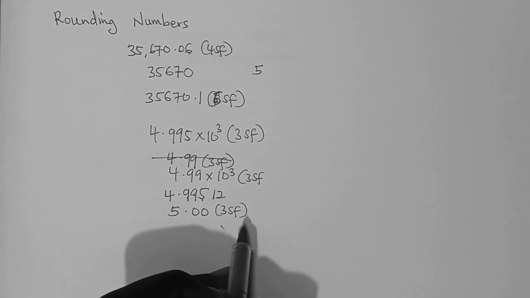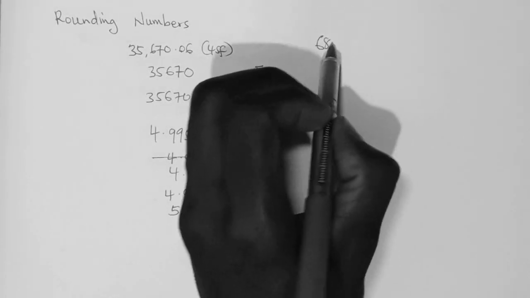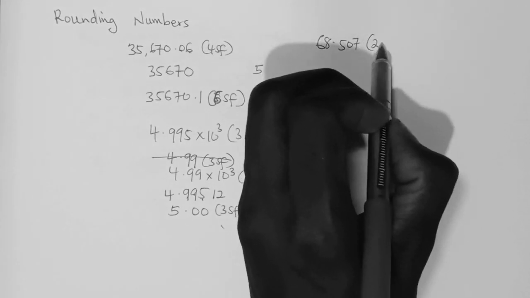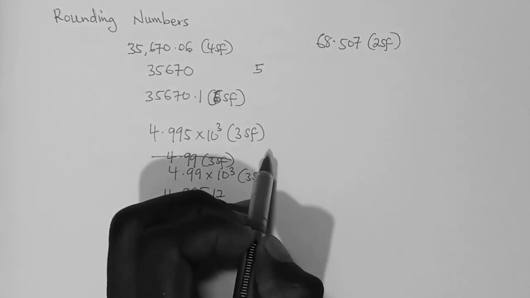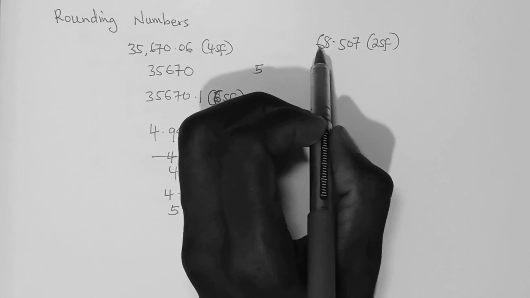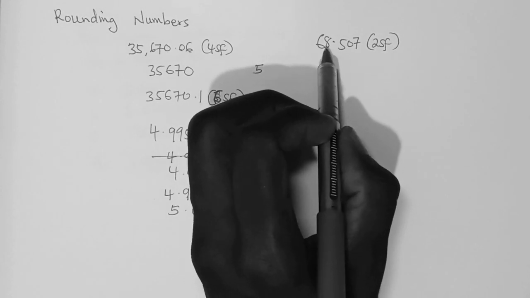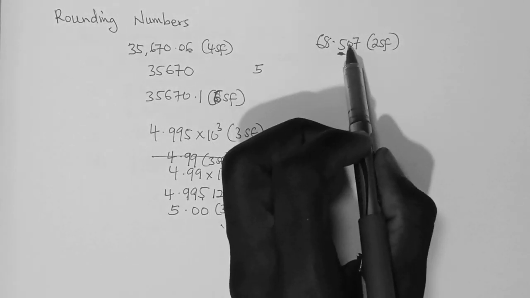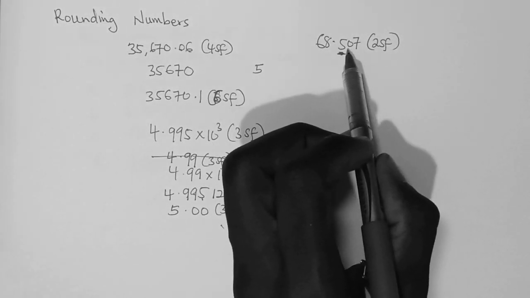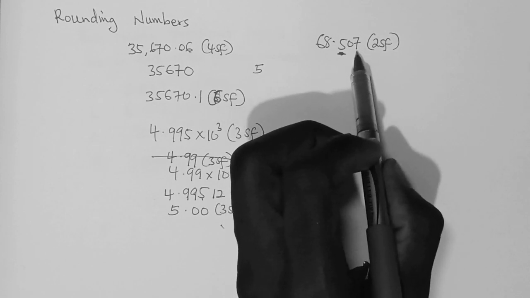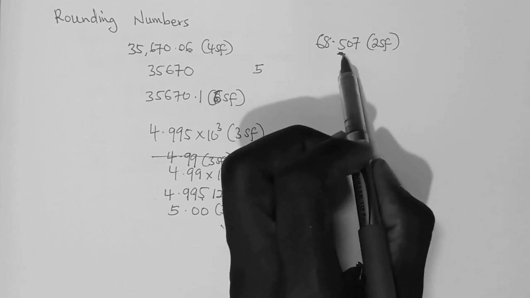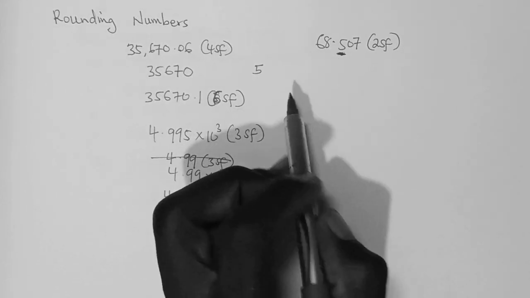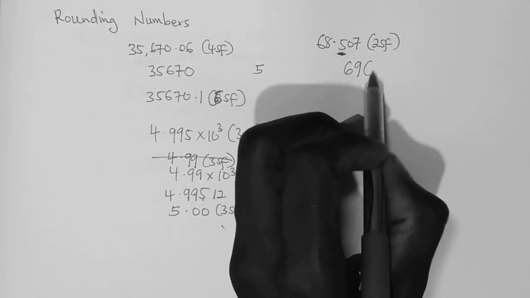Now let's round the number 68.507 in 2 significant figures. What will we get? So 2 significant figures is going to be 68. But there's this number here which is 0.5. Now if you check, after 0.5, there's a 0 and then a non-zero number, and therefore we cannot ignore this 5. So we need to round it up by adding 1 to the 68 to give us 69 in 2 significant figures.